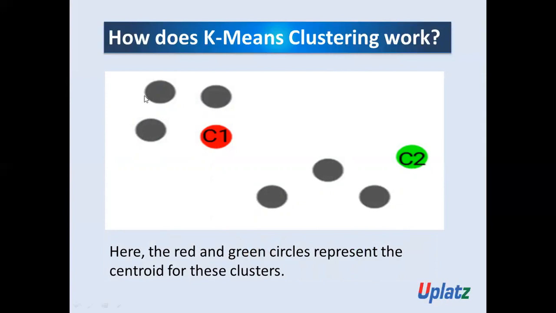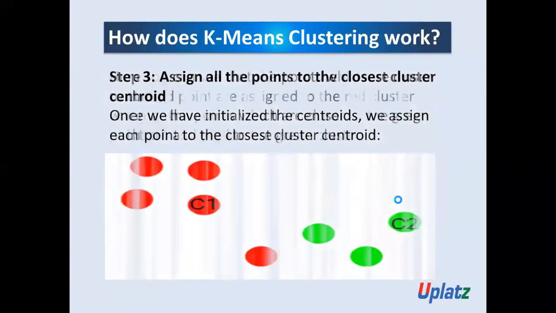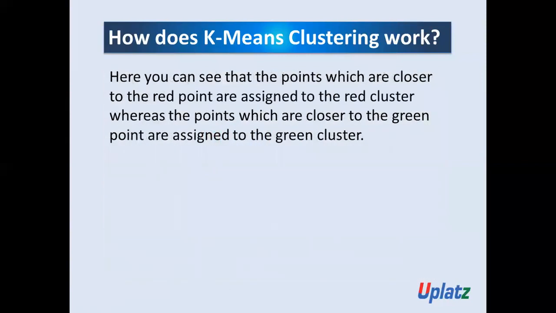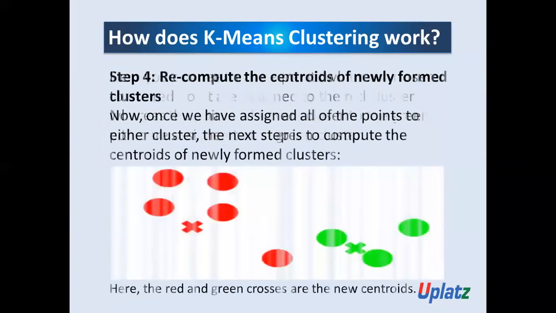These 3 points are closest to this red point. So these 3 points are assigned to the red cluster because they are closest to this C1, whereas these 2 points are closest to the green point. Hence they are assigned to the green cluster C2. C1 is our red cluster, C2 is our green cluster. Got it? Now let's see the fourth step.